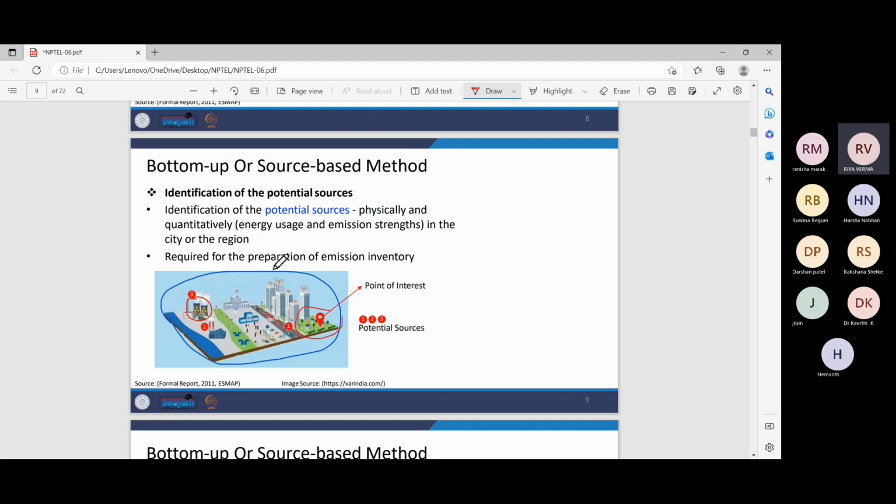We'll be interested in this region. So for this region, what will be the level of pollutants being transported from this road, then this building, and then these factories? What are the impacts or the level of pollution that is being dispersed from these to this place? That is your source apportionment. And the first step is your identification of potential sources.